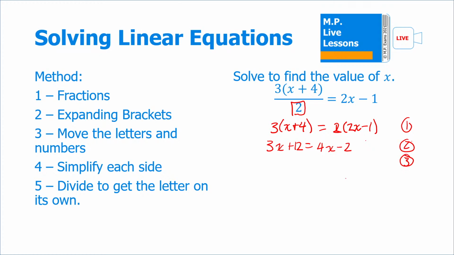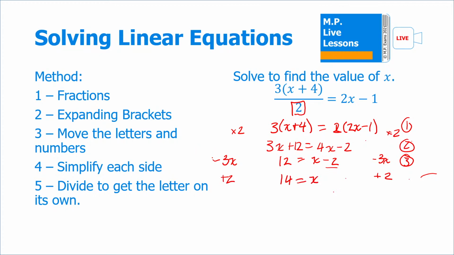Third step, move the letters and numbers. So I want all the letters on the left or right, and then the numbers on the opposite side. So I'll take 3x from both sides. And what we get is just 12 here, and then x because 4x minus 3x is just x. I'll also move this -2 to the other side, so I'll add the 2 to both sides. So we get 14 equals x.